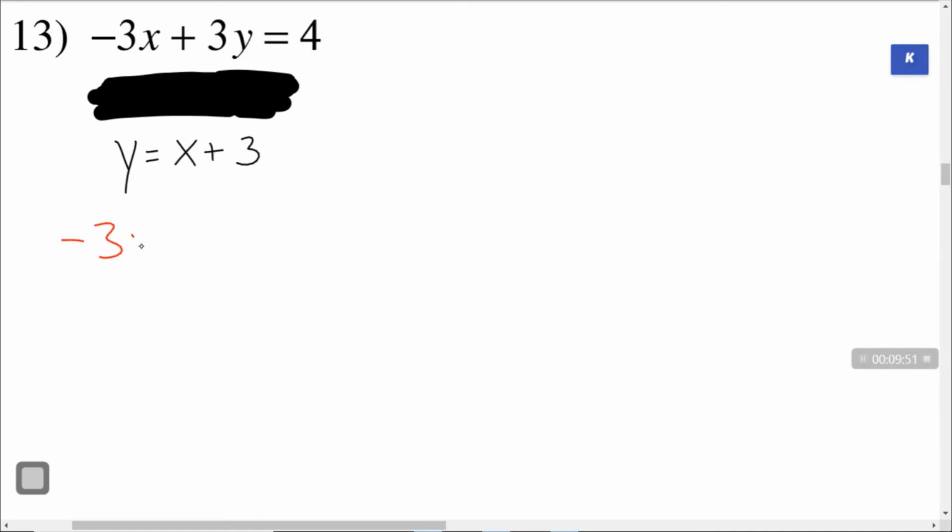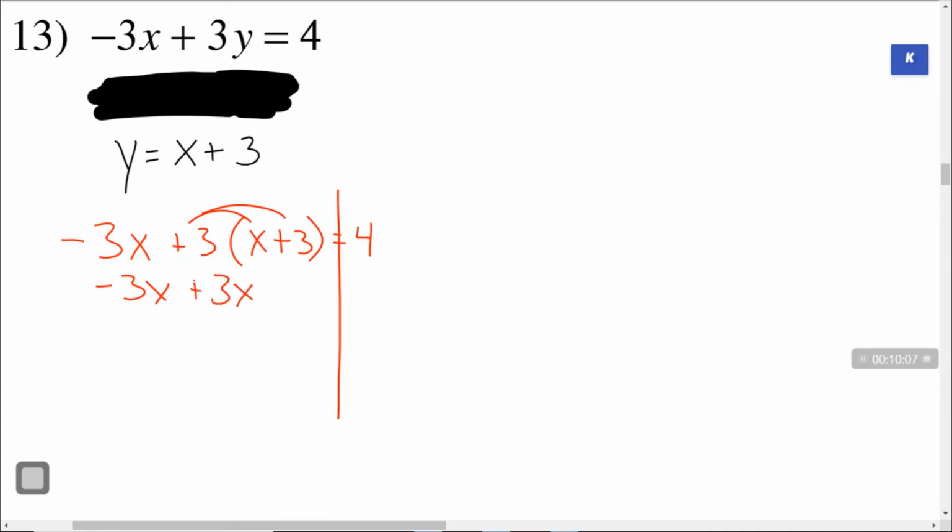I see that y is equal to, so I'm going to replace y here. All the examples we've looked at here today have been replacing y, but you could replace x if the other equation was x equals. So just know that. Again, I'm going to solve this by distributing and combining my like terms. All right, and when I do that, negative 3x plus 3x is going to cancel each other out, leaving me with 9 equals 4.